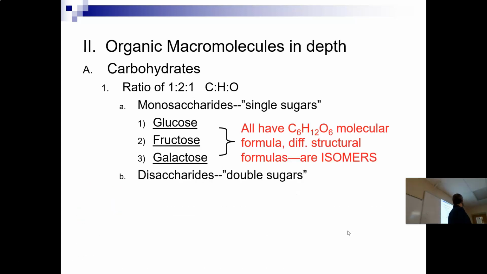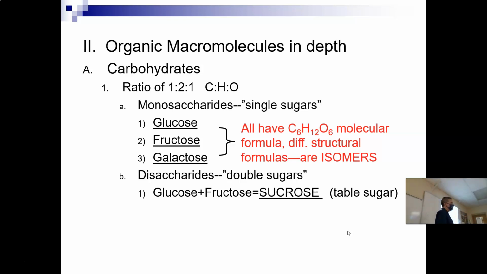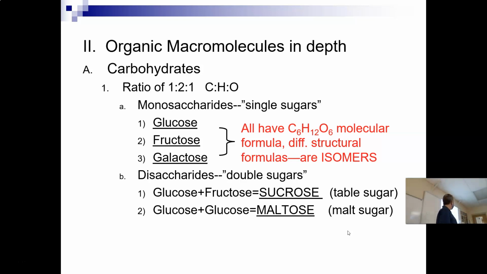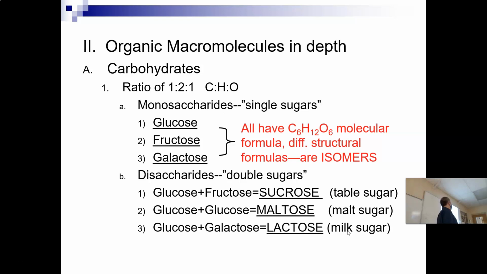Then we put disaccharides together. Glucose plus fructose makes table sugar. Glucose plus glucose makes malt sugar, and glucose and galactose makes milk sugar, which most of the world has a hard time digesting. What is galactose? That's an awesome question. I don't know. I think we should find out, though. My guess is we don't learn it because it's not common in nature. Maybe those two just don't bond together very often, but we should find out what it is.